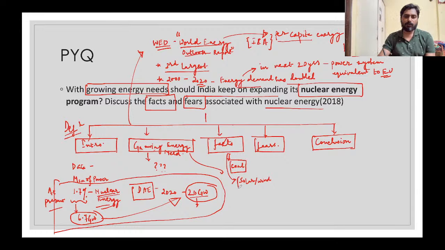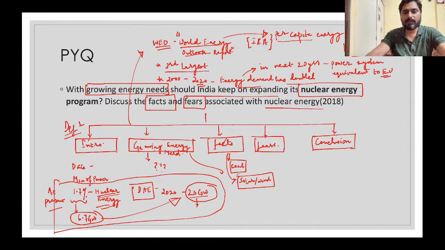So what you have to do here is put out a case bringing out the merits of nuclear energy. The better way to bring out the merits of nuclear energy would be through this comparative method. If you compare it with coal, what do you think is the merit with respect to coal?